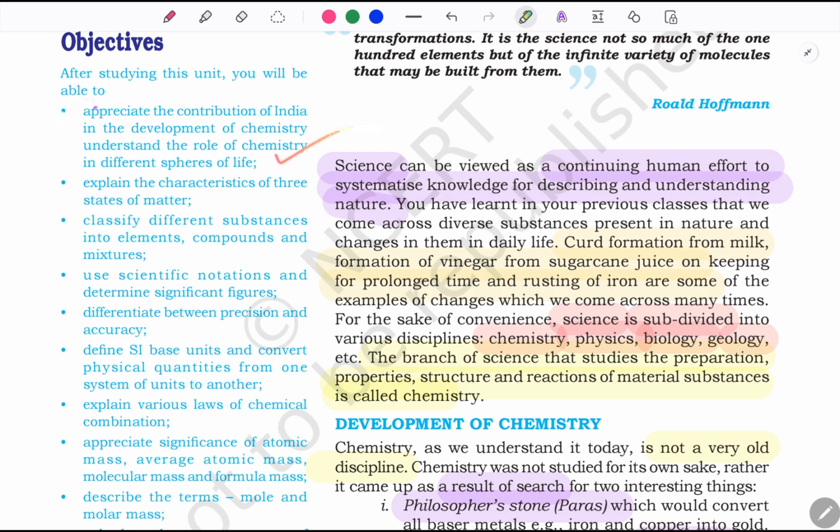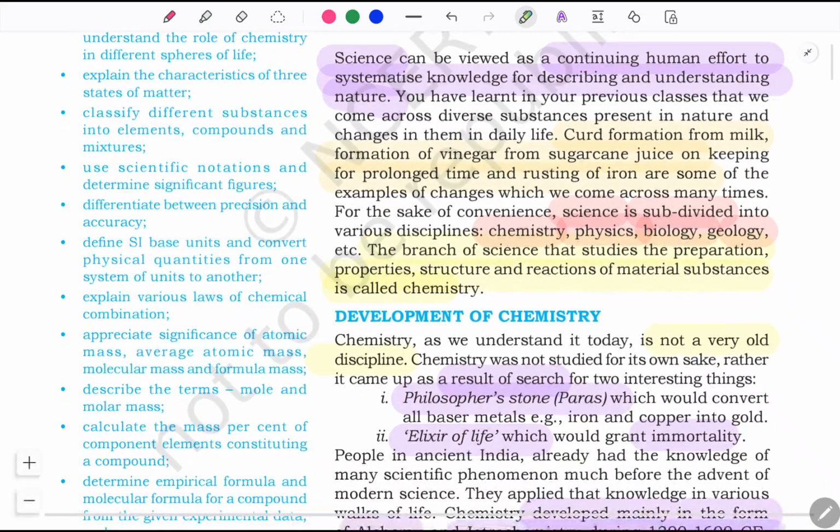What is the role of chemistry in different spheres of life? What are the three different states of matter? You'll also understand how to classify the different substances into elements, compounds, and mixtures. Most of it has already been done in class ninth also. You will also learn how to use scientific notations and also determine how significant figures are calculated or counted. We'll also go through the differentiation between precision and accuracy.